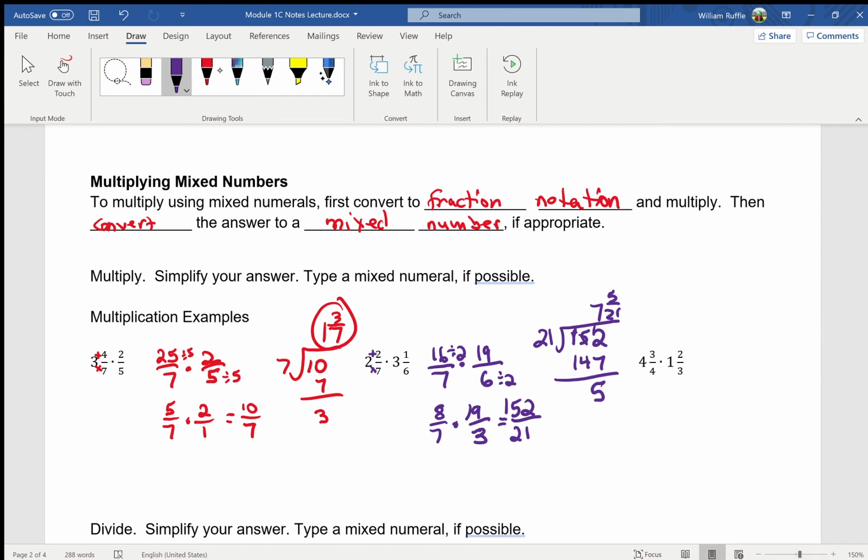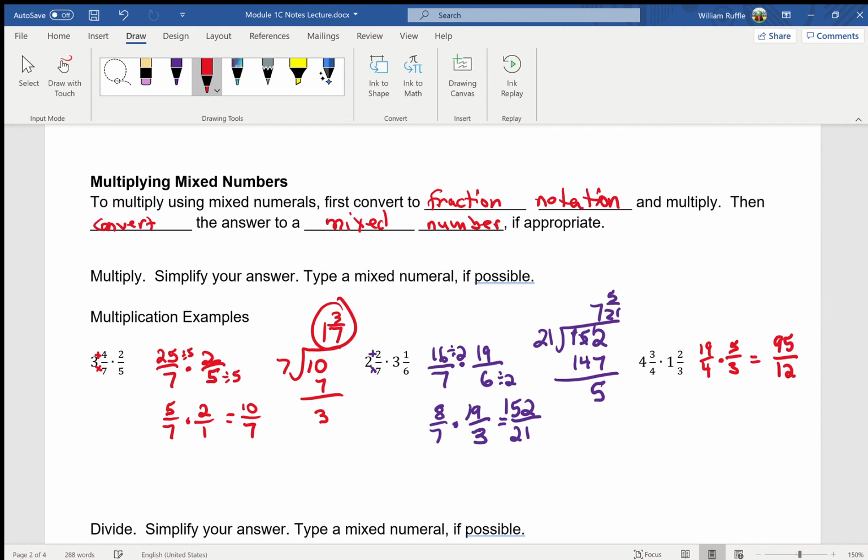And our last multiplication one, 4 times 4 is 16. 16 plus 3 is 19. So that's really 19/4. 3 times 1 is 3. 3 plus 2 is 5. It's 5/3. Fortunately, 4 and 5 have no common factors to reduce. So I just multiply. So I get 95/12.